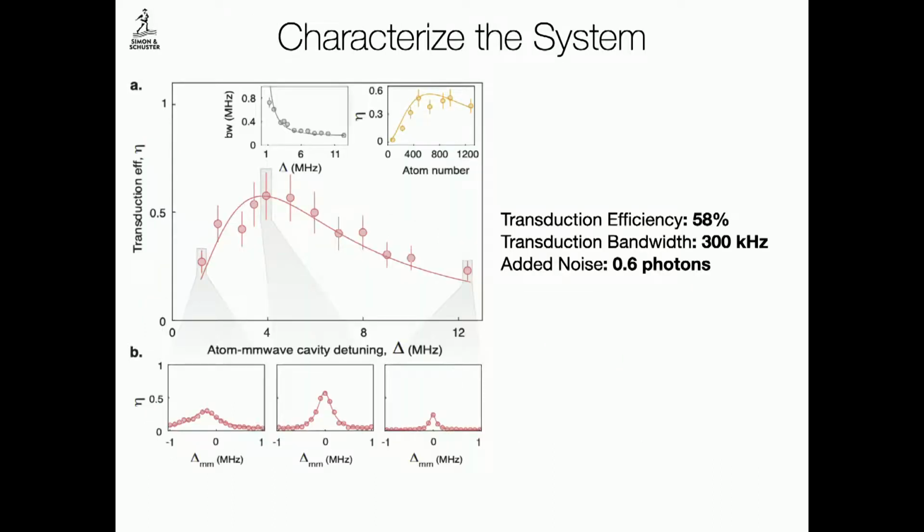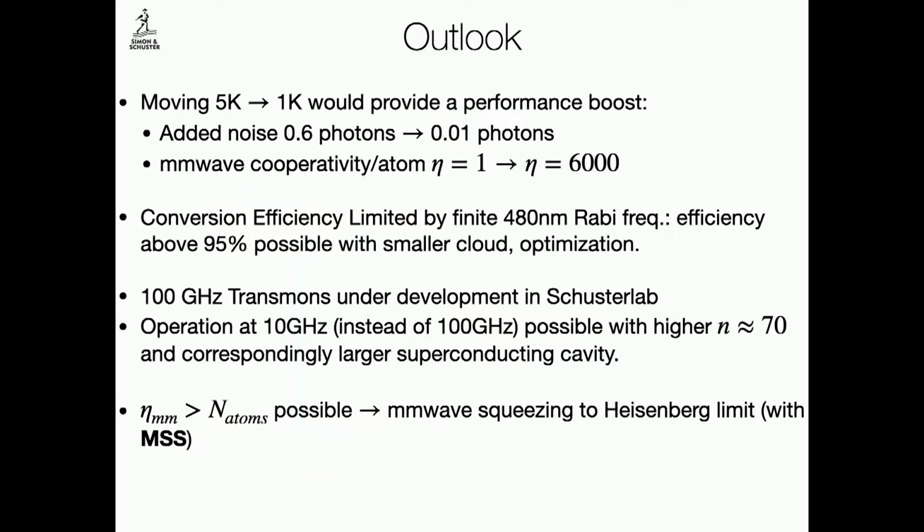When we put all of that together, we see about 60% conversion efficiency with a bandwidth of a couple hundred kilohertz, 300-ish, about 0.6 photons of added noise coming from the finite temperature of the cavity. We're at 5 Kelvin. So this works exactly as the models say that it should. We have a lot of confidence that we know how to push forward on this.